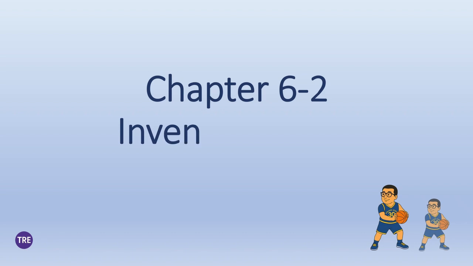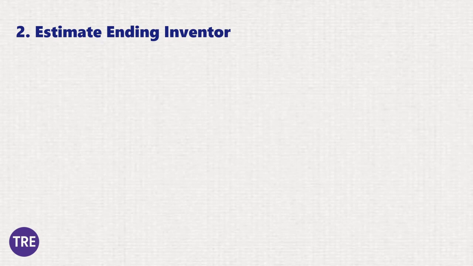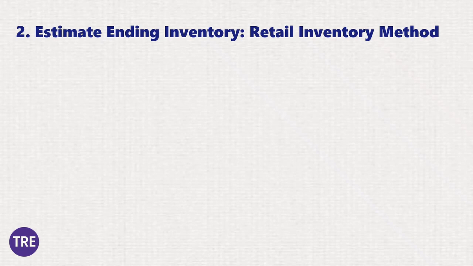Chapter 6-2, Inventories and Cost of Sales. In this example, we'll explore how to estimate ending inventory using the retail inventory method, a technique often used by large merchandising companies like Kohl's.